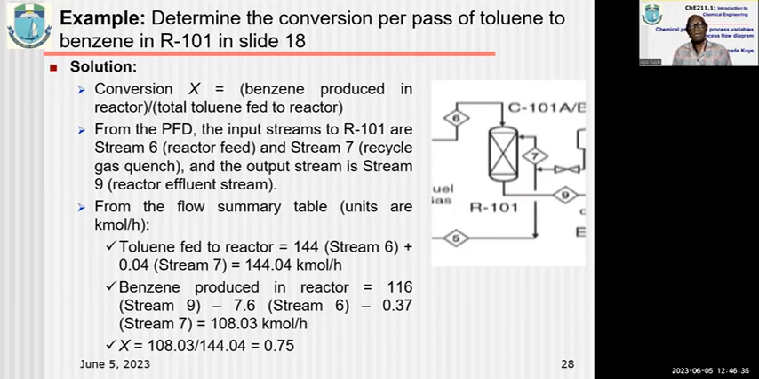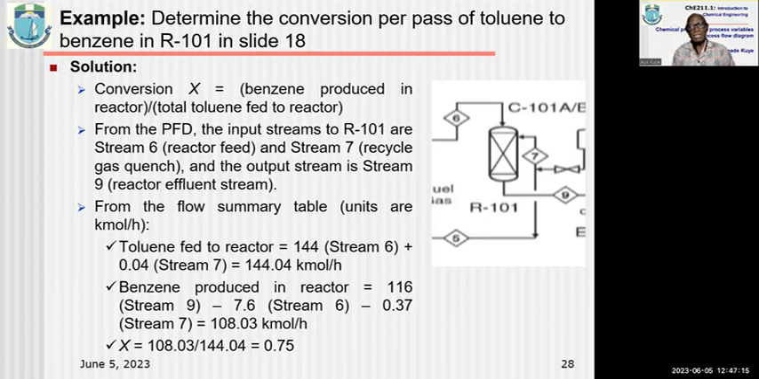Supposing we assume that the conversion X is the benzene produced in the reactor over the total, remember our definition before when we were talking about the yield in the earlier lecture. So your conversion is going to be benzene produced in the reactor over the total toluene fed to the reactor. We then need to ask ourselves first, which streams are the input streams to reactor 101, and what are the output streams?